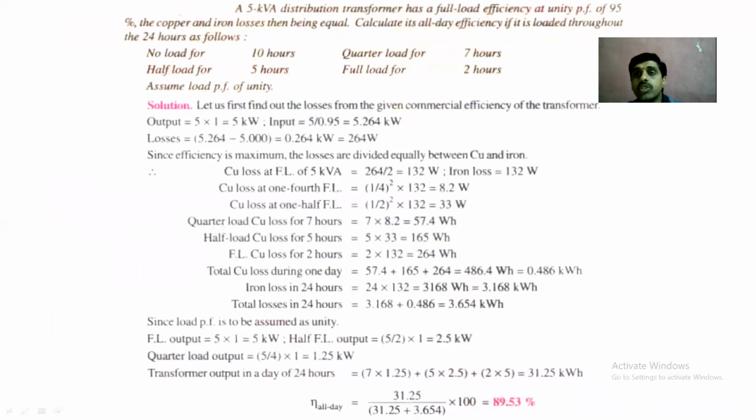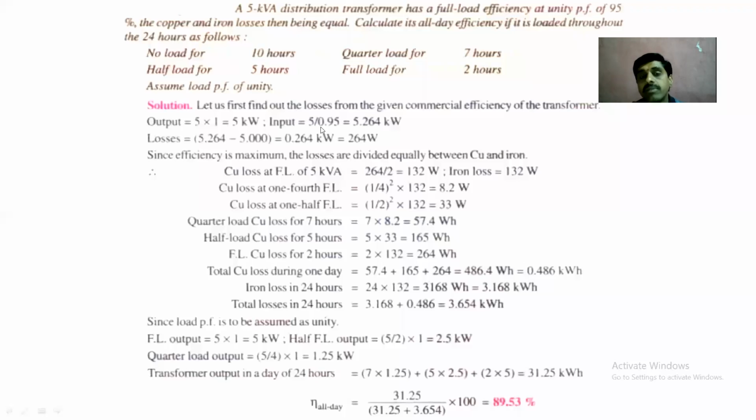They have given a 5 kVA distribution transformer with a power factor, and copper and iron losses being equal. They have given iron loss equal to copper loss. Calculate all day efficiency if it is loaded throughout 24 hours. So they have given no load 10 hours, half load 5 hours, quarter load 7 hours, full load 2 hours. So first step is you calculate the output. What is the output? So that is 5 kVA transformer into unity power factor. That is 1. That is the output.